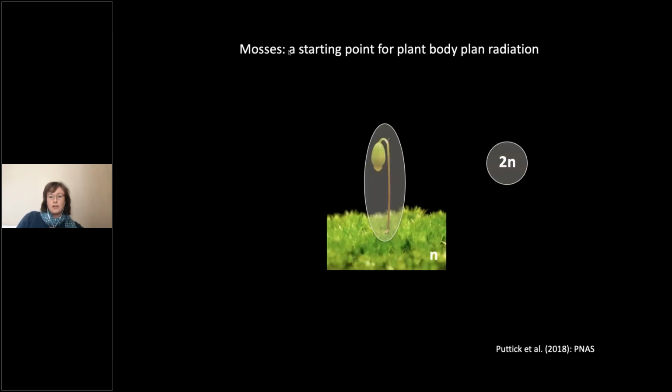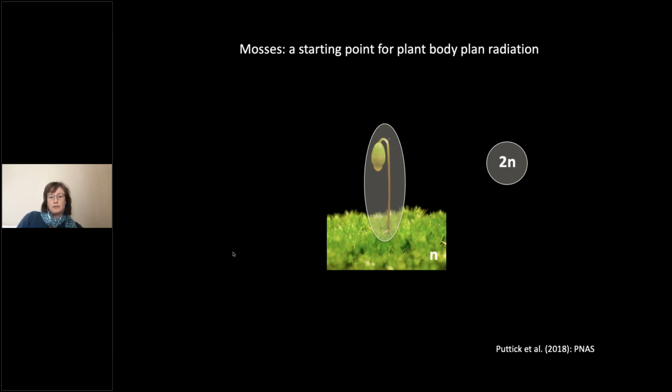The closest starting point for body plan radiation in plants probably looked something like this moss plant, with a single stem that's highlighted in the white oval box, capped in a reproductive sporangium. So the swollen bit at the top of that stem is the reproductive sporangium.